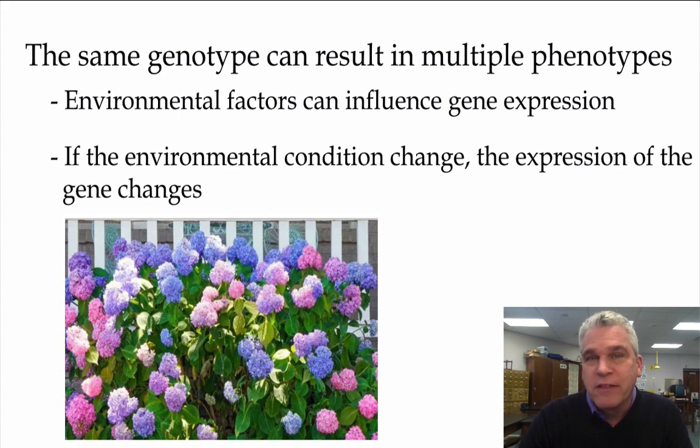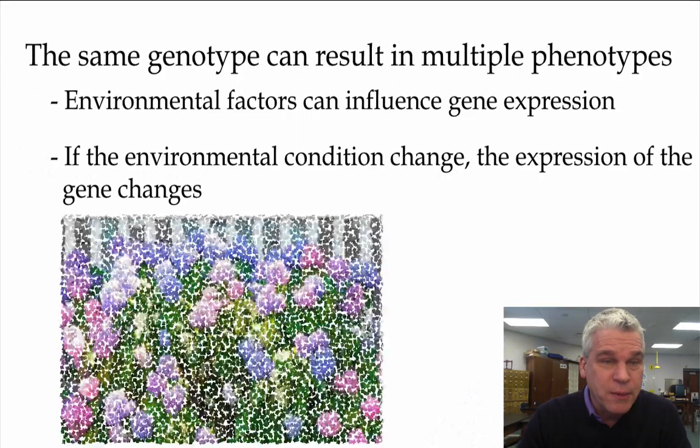So depending on the pH of the soil, if it has an acidic pH, those flowers are going to turn blue. But if there's a basic pH, they're going to turn pink. And even in the same growing season, you can change the pH of your soil, and new flowers will have that particular color. So even though they all have the same genotype for flower color, the environment, in this case the soil pH, is going to determine what that flower color will actually be.